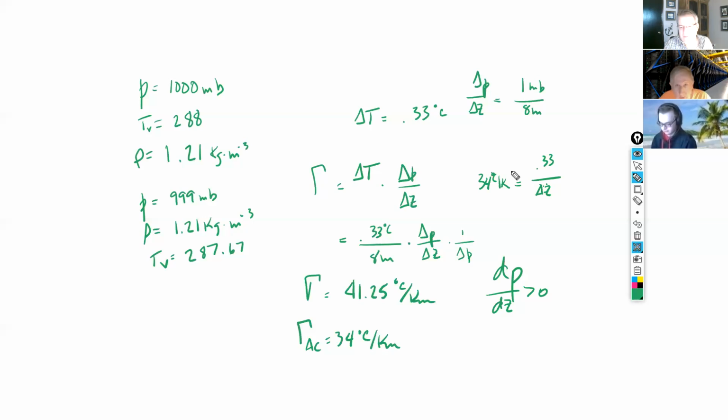What am I doing? I'm getting confused here. I want it to be 34. I got 41.25. So that means 0.33 divided by what is equal to 34. So 0.33 divided by 34 times 1,000 is 9.7. Okay, so to get this, delta Z would have to be 9.7 meters. And we said it was 8. That's probably where the error is.